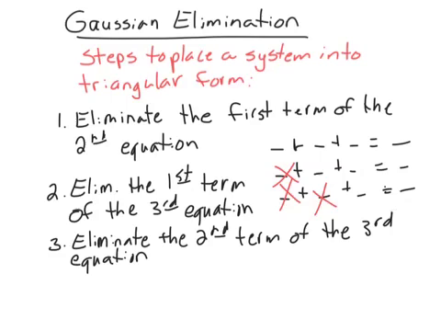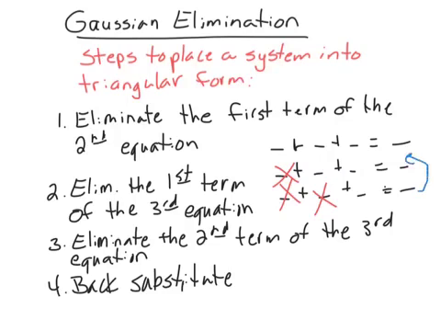So the last step is to back substitute to solve. I already have the third variable's answer, so I substitute it into that equation and find the second variable. And then I take both those answers and substitute into the first equation to find all 3. So that's the process. I'm going to walk through one example and then we'll look at this in class.